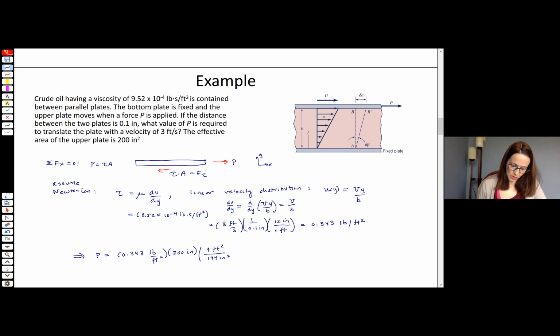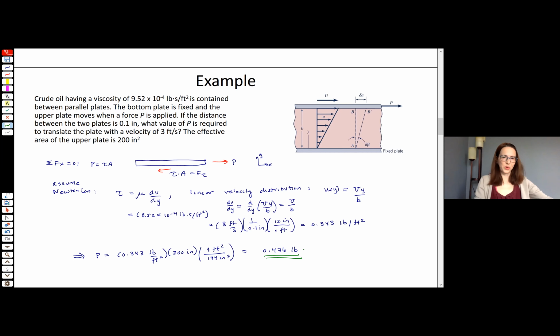So we say that 1 square foot is 144 square inches, and we get 0.476 pounds is the force that you need to use so that that top plate translates at the given speed, 3 feet per second. All right, any questions about that?